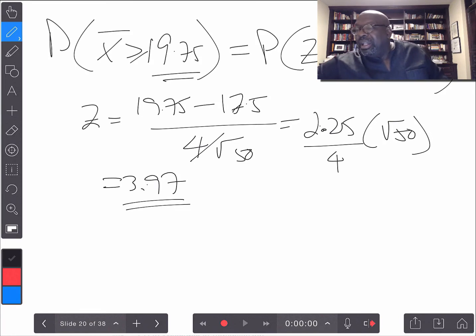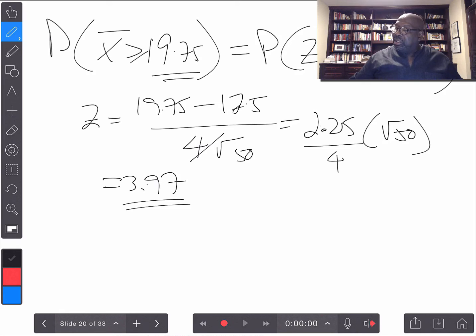So that 3.97 is actually quite a number, in the sense that it would basically amount to an outlier. It would amount to an outlier because remember we said beyond 3 standard deviations we have an outlier. So that means that the probability of getting this sort of sample would be very small. It's an outlier. Let's figure that out.